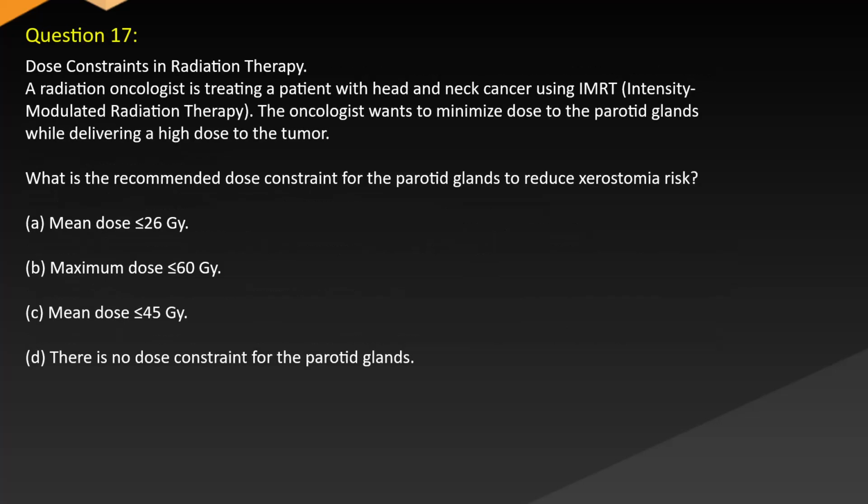Question 17. Dose constraints in radiation therapy. A radiation oncologist is treating a patient with head and neck cancer using intensity modulated radiation therapy. The oncologist wants to minimize dose to the parotid glands while delivering a high dose to the tumor. What is the recommended dose constraint for the parotid glands to reduce xerostomia risk?